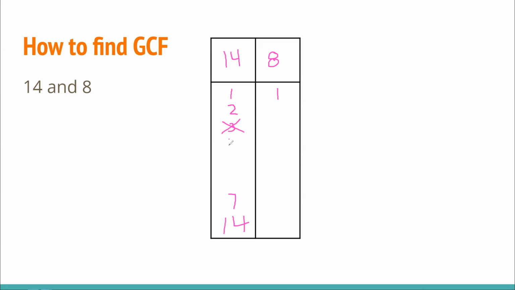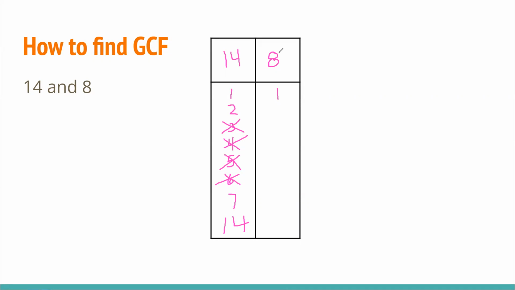14 divided by 4, again, if you put in your calculator, gives you a decimal, doesn't work. Divided by 5, same thing. Divided by 6, same thing. And now we're at 7, which we already have, is divisible by 2. So these 4 numbers are my factors of 14.